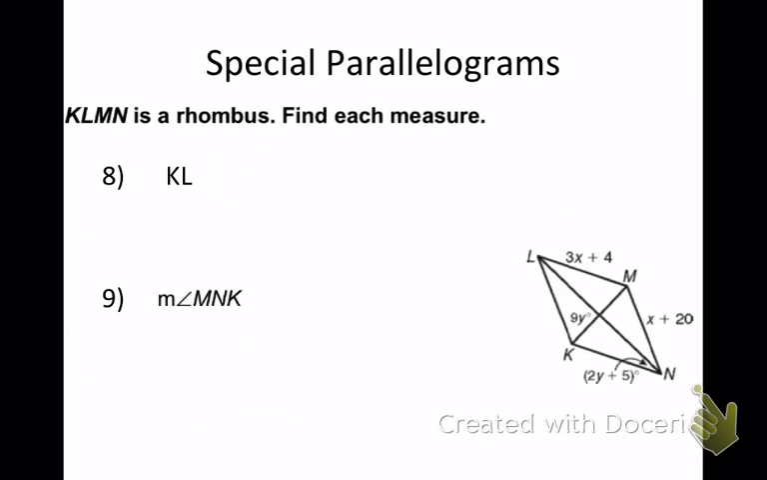All right. Next one here gives me a rhombus. It says KLMN is a rhombus. Find each measure. Take a couple seconds to try these 2 on your own.